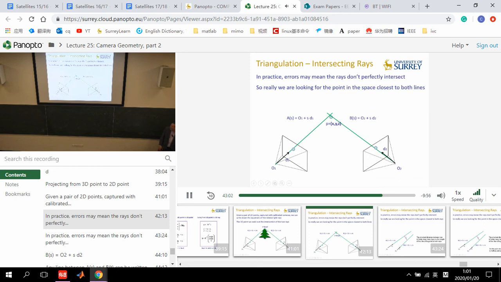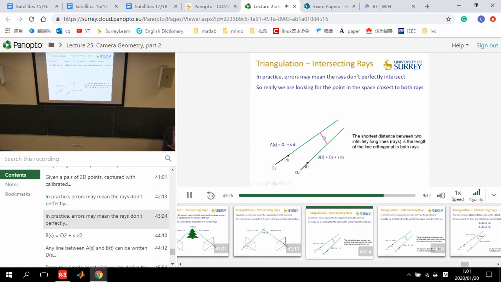So is everyone happy with this construction so far? We've got two calibrated cameras. We've got two images of our point P. We want to find P. And we've derived these two equations for lines, and we're going to intersect them, or at least find the point in space that's closest to each of them, and we're going to call that P.